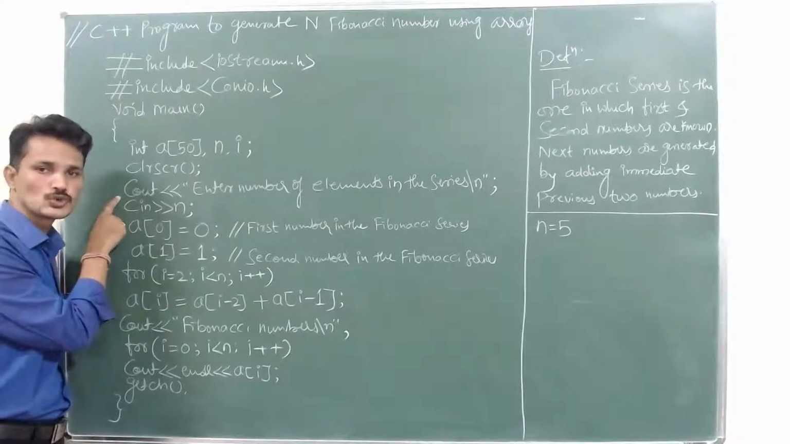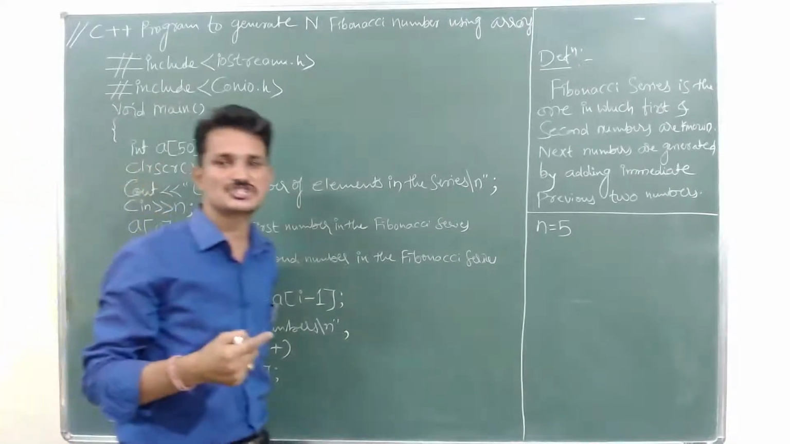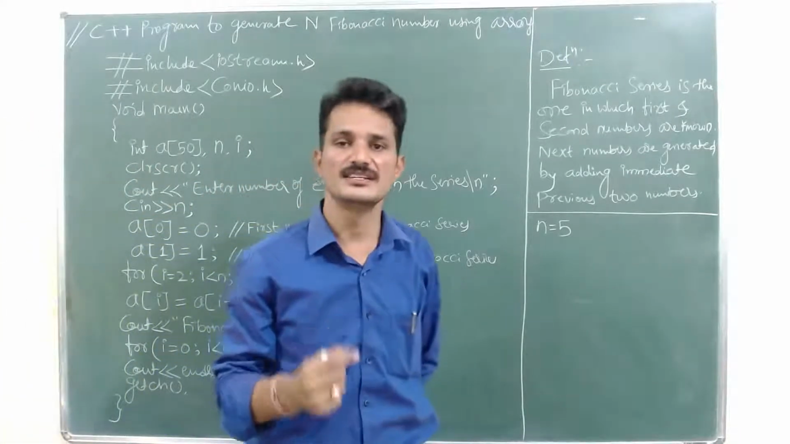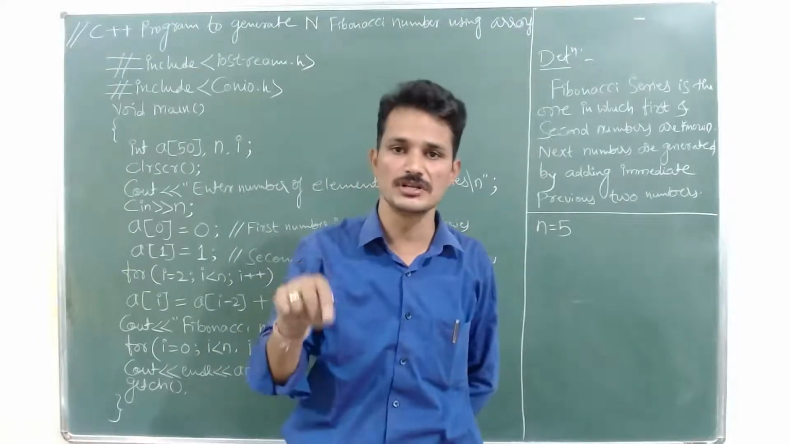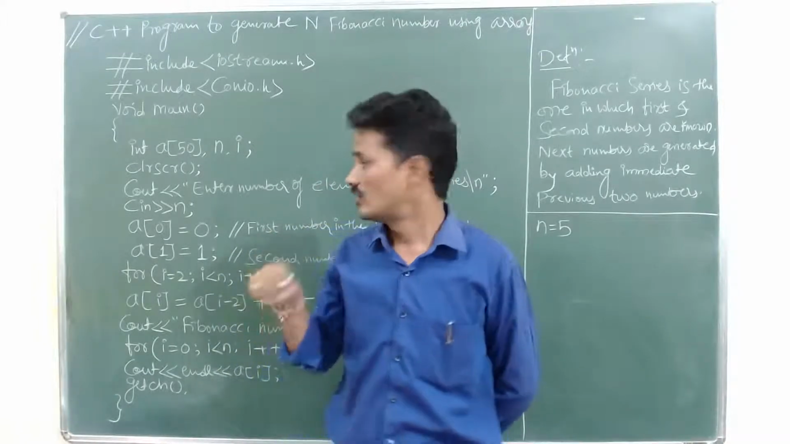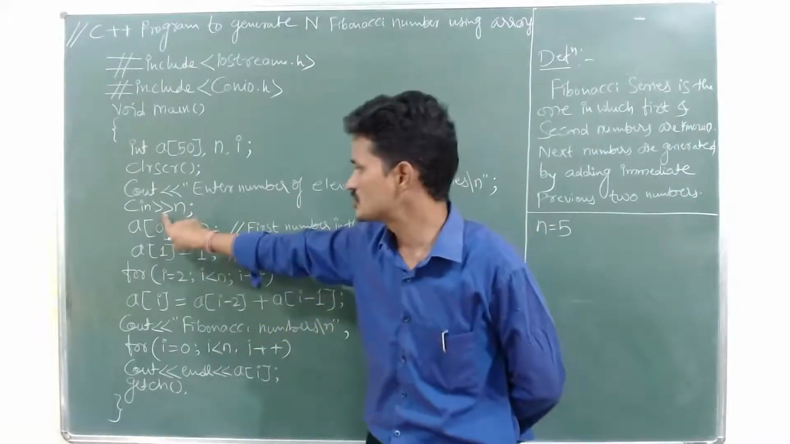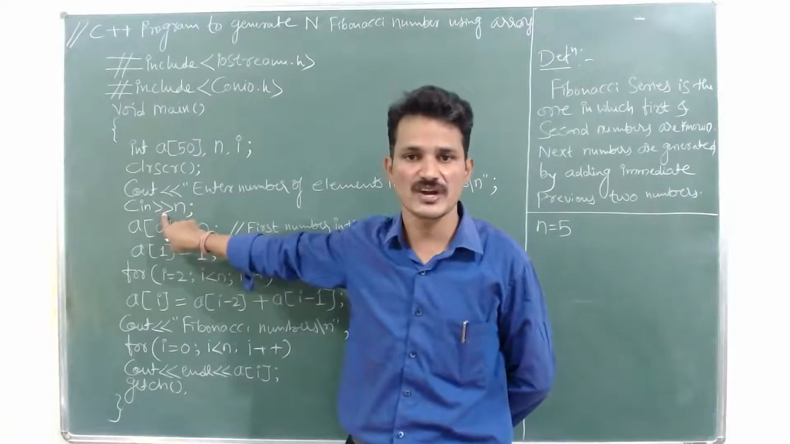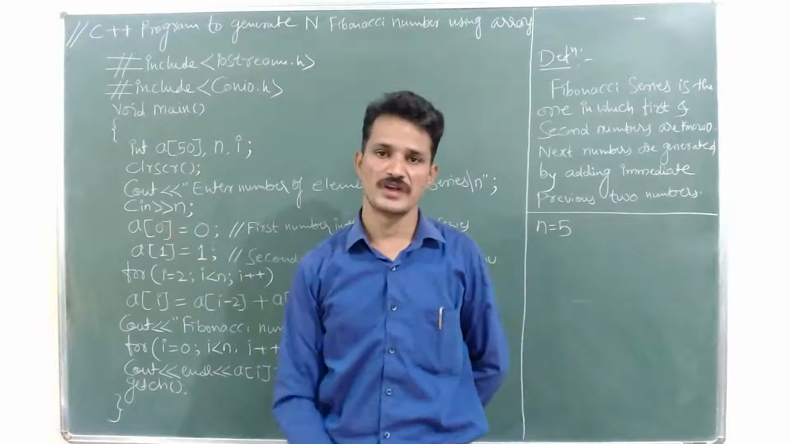Cout is nothing but console output. And this operator is called the stream insertion operator. Stream insertion is an operator that is exclusively used with the cout statement. On the other hand, we have one more operator, the stream extraction operator. This is exclusively used with the input statement.